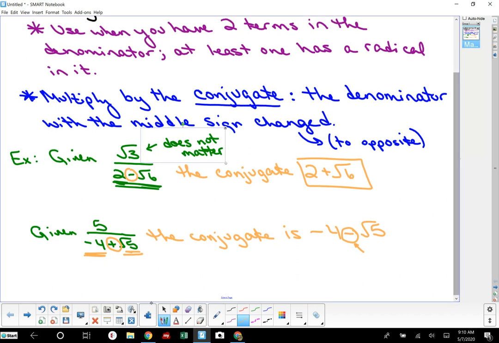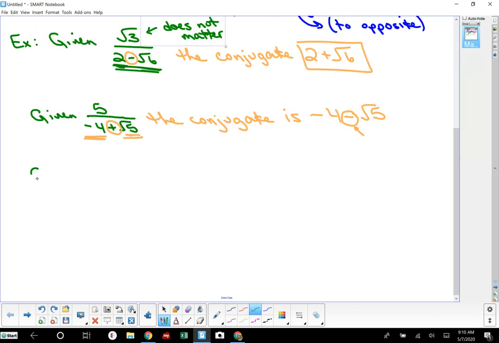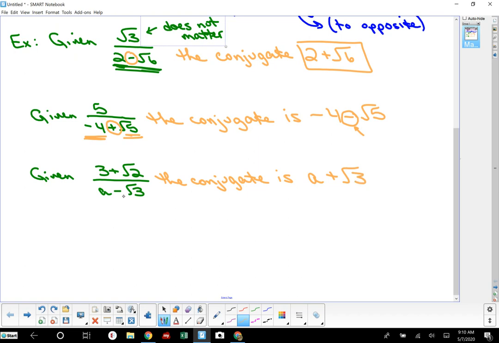Okay, let's do one more. It'll look a little bit different. If you are given 3 plus radical 2 over a minus radical 3, the conjugate here is a plus radical 3. Okay, denominator with the middle sign changed, flip to the opposite value.